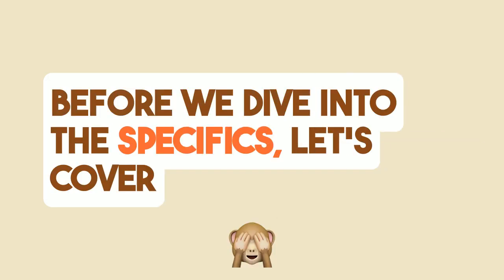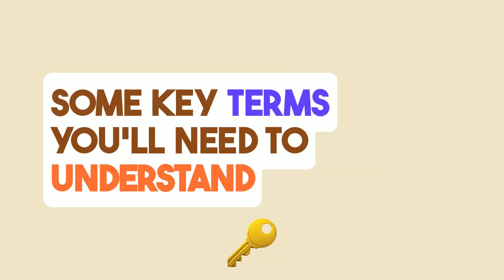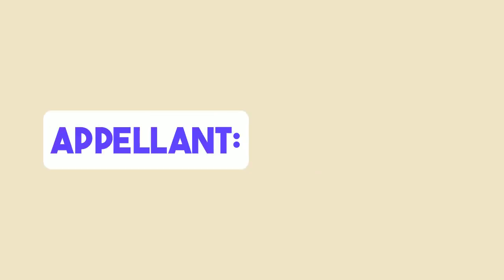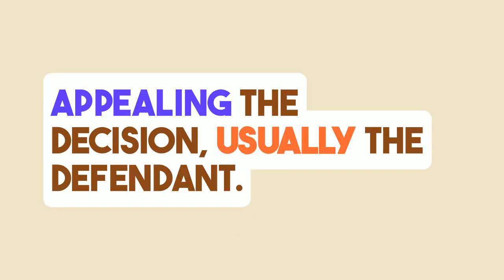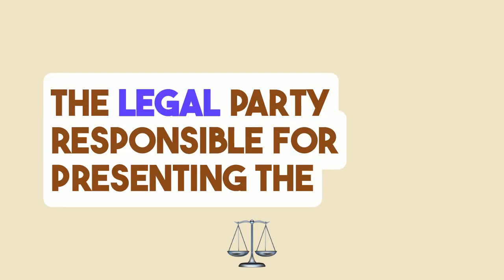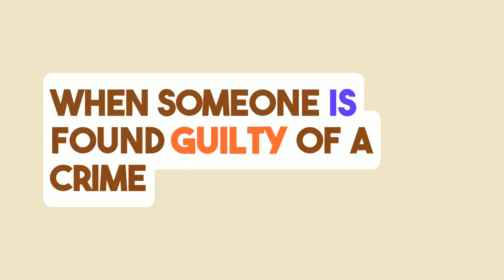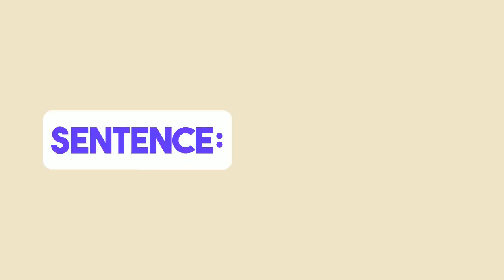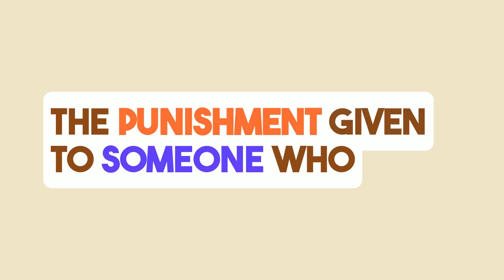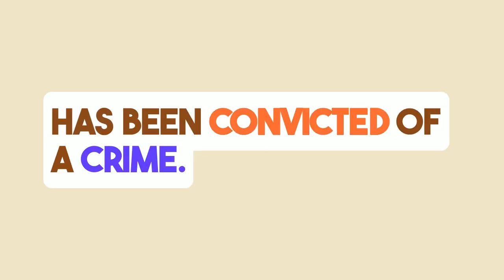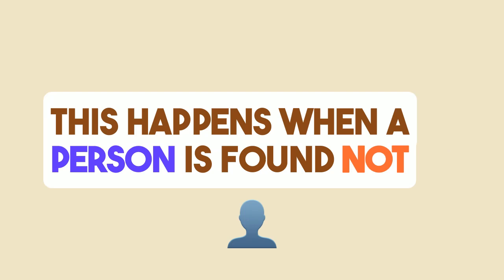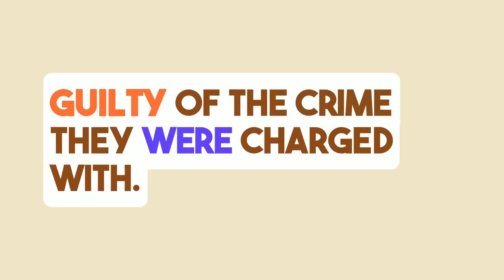Before we dive into the specifics, let's cover some key terms you'll need to understand. Appellant. This is the person who is appealing the decision, usually the defendant. Prosecution. The legal party responsible for presenting the case against the defendant in a criminal trial. Conviction. When someone is found guilty of a crime. Sentence. The punishment given to someone who has been convicted of a crime. Acquittal. This happens when a person is found not guilty of the crime they were charged with.